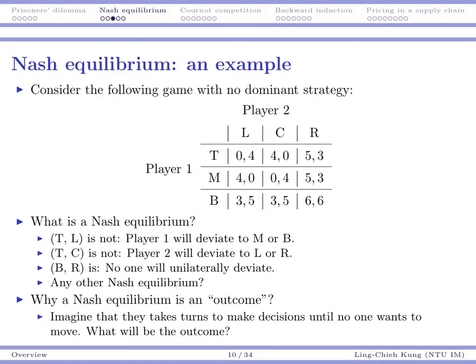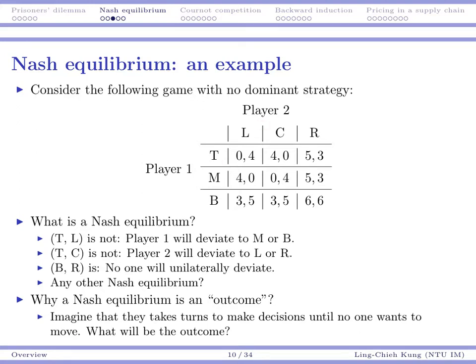So let's consider this example. Here we have two players, each has three actions. Player 1 chooses T, M, or B. Player 2 chooses left, center, or right. There are in total 9 action profiles: TL, TC, TR, up to BR. Is there any Nash equilibrium? Let's try to see it.